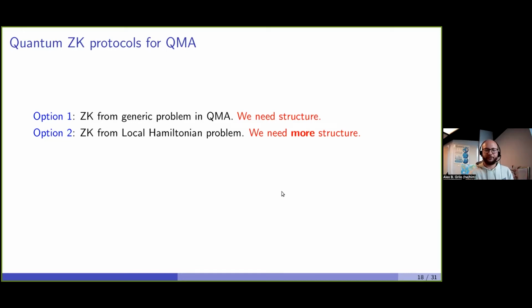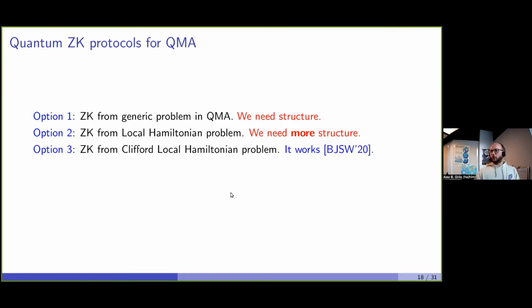So we need structure. What people did in the past was to do zero-knowledge protocols for a variation of the local Hamiltonian problem called Clifford local Hamiltonian, which works, but is somewhat complicated. The three-coloring protocol is rather simple: we just put things in safes, send them, open the safe, and so on. This protocol is much more complicated.